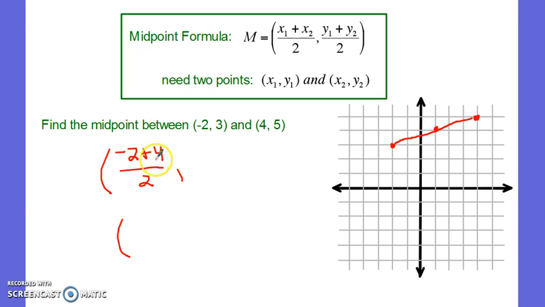And -2 plus 4 is 2, divided by 2 is 1. And just like we said, that midpoint should be at about x equals 1. From left to right, halfway in between will be right there. So then let's do the same thing with the y values.